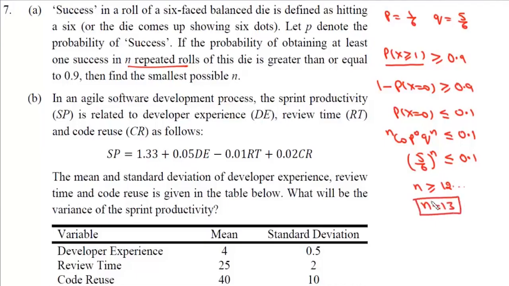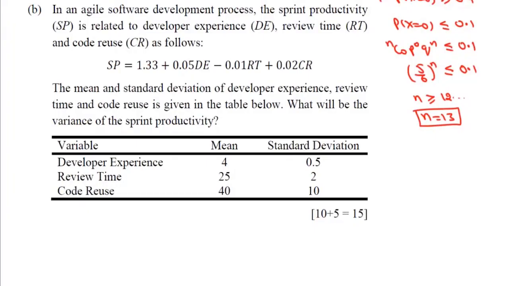Now in 7B, we are given, in an agile software development process, the sprint productivity is related to developer experience, review time, and code reuse as follows. So SP is equal to 1.33 plus 0.05 DE minus 0.01 RT plus 0.02 CR. The mean and standard deviation of developer experience, review time, and code reuse is given in the table below. What will be the variance of sprint productivity?